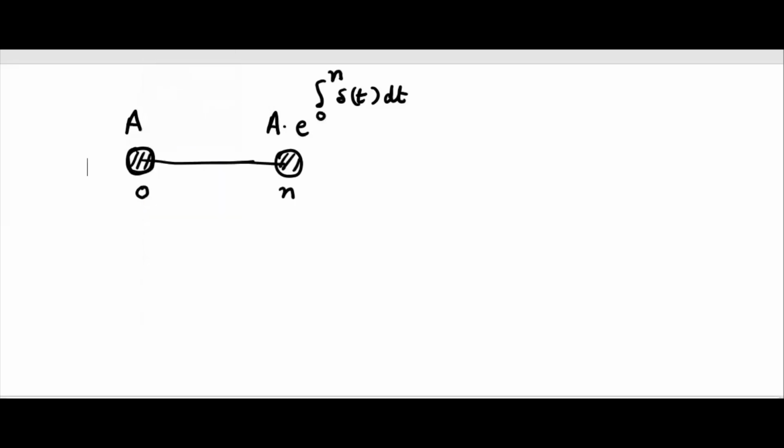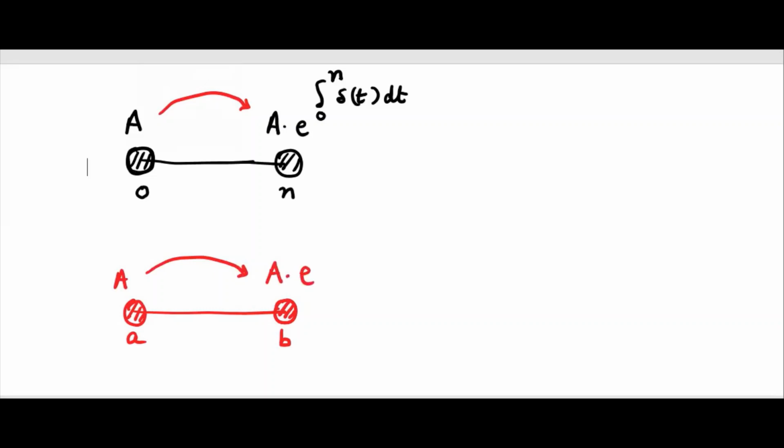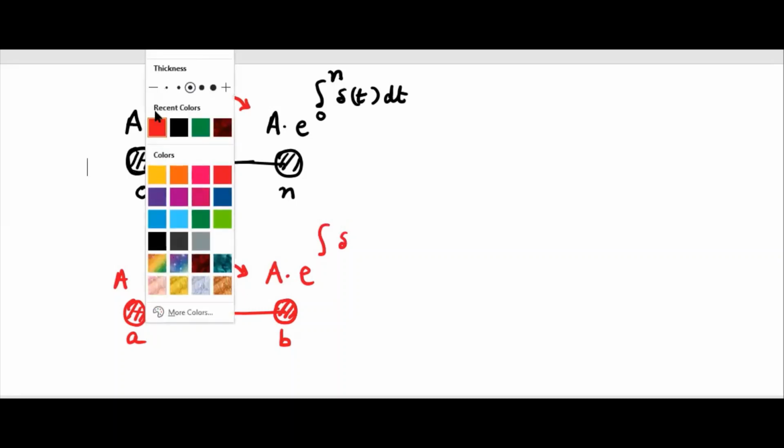If you want, you can write any two numbers here. Suppose I write A and B. You want to invest from 3 to 5. You deposit, A will grow to e power integral 0 to n delta t dt. Here A to B.